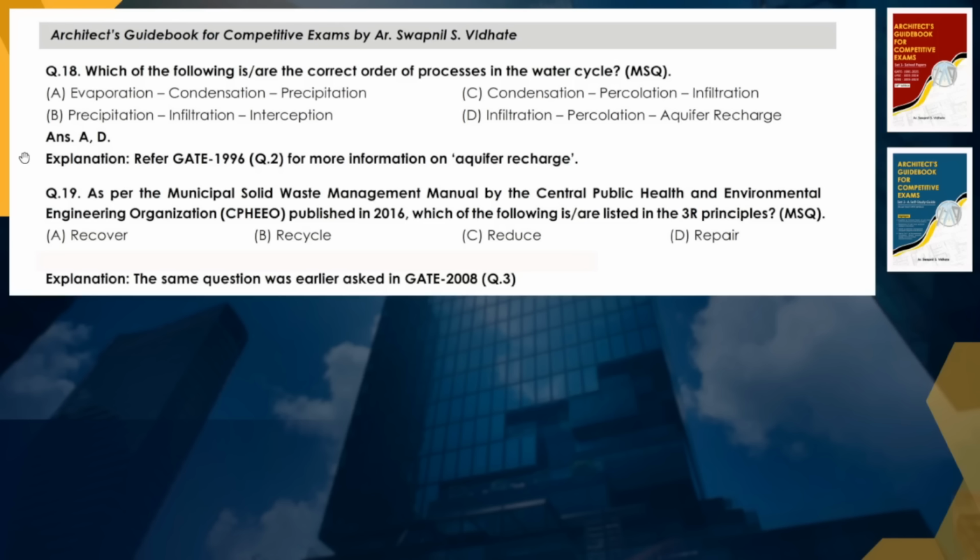The same question was earlier asked in GATE 2008 at question 3. So here selecting option B and C was not difficult. Recover and repair are the incorrect options for this. So question 19, the correct answers were option B and option C.